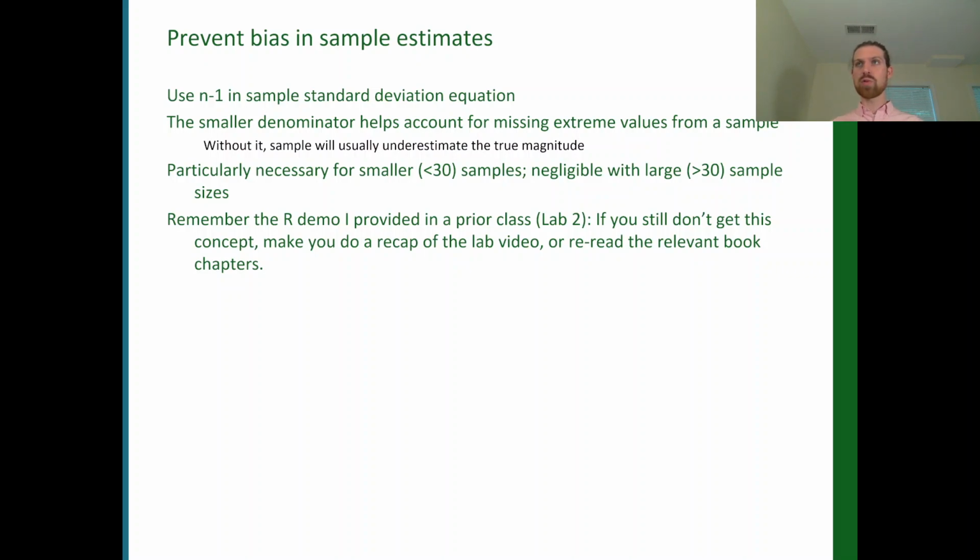It probably means that we don't have all of the extremes in the actual sample that is present in the population, and as a consequence, this prevents us from getting skewed results. So the smaller denominator helps to account for those missing extreme values. It's really important, if you've got really small sample sizes, that you take this into account, okay?